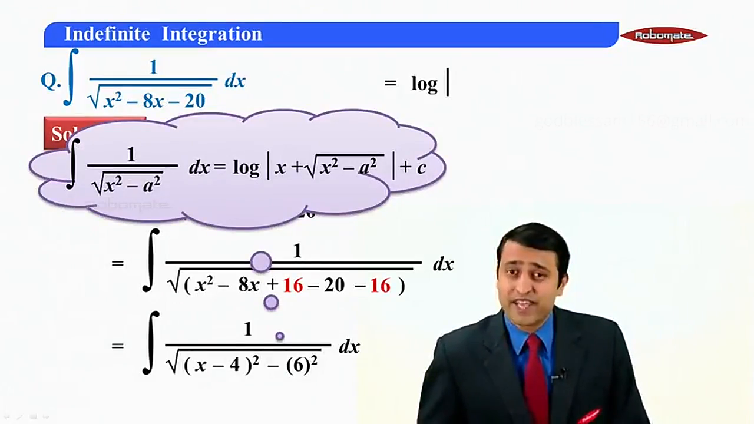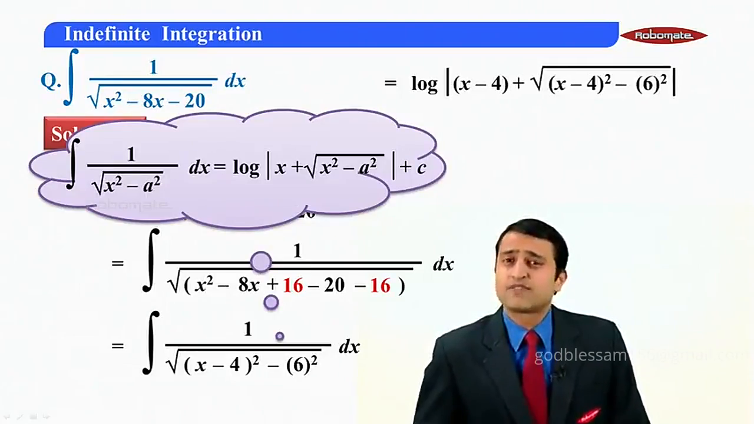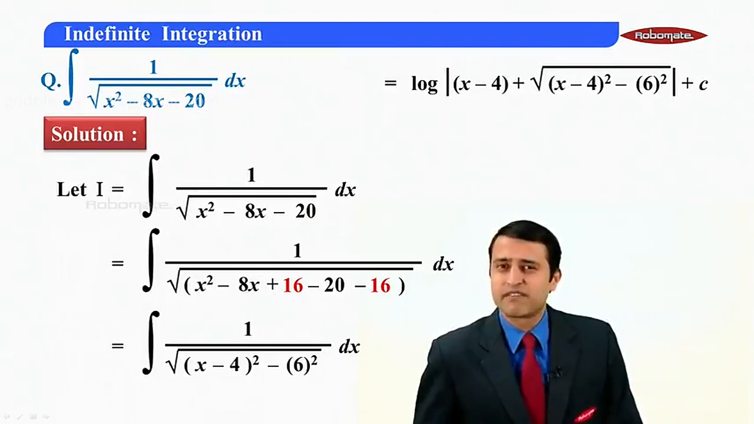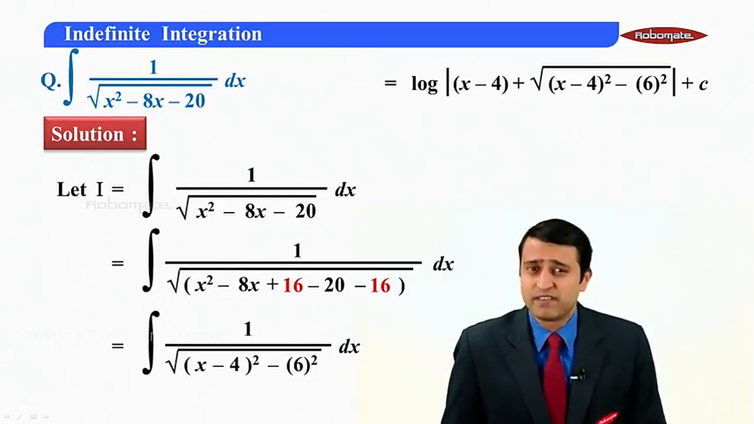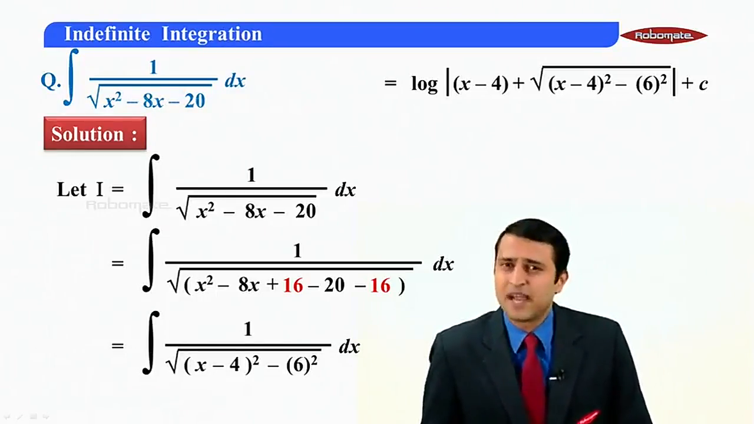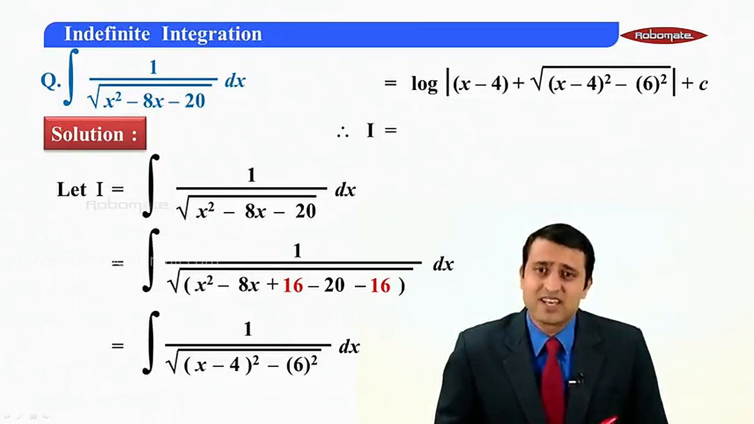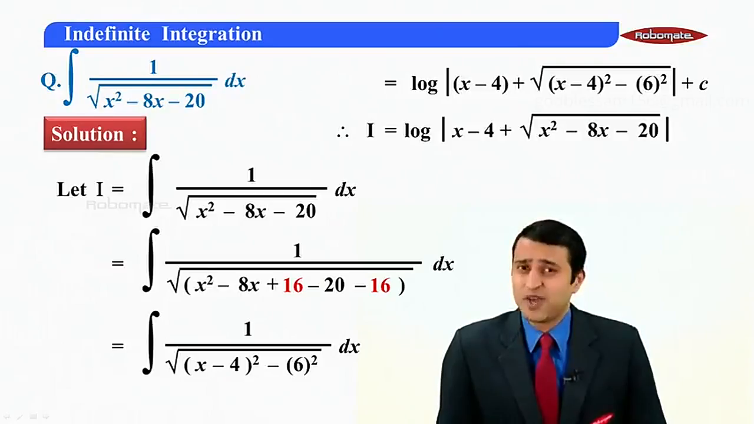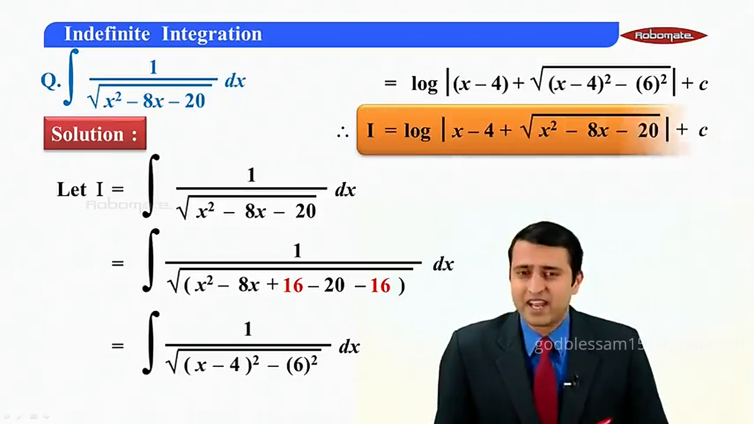So it is log mod of x minus 4 plus root over x minus 4 the whole square minus of 6 square plus c. Now my dear students, again the log function needs to be simplified. There is nothing to simplify in x minus 4, but inside the square root we can simplify the function. Now x minus 4 the whole square minus 6 square comes from x square minus 8x minus 20. Just go in the reverse direction. You may check that. So let us write that as log of mod of x minus 4 plus under root of x square minus 8x minus 20 plus c. And that's our final answer.